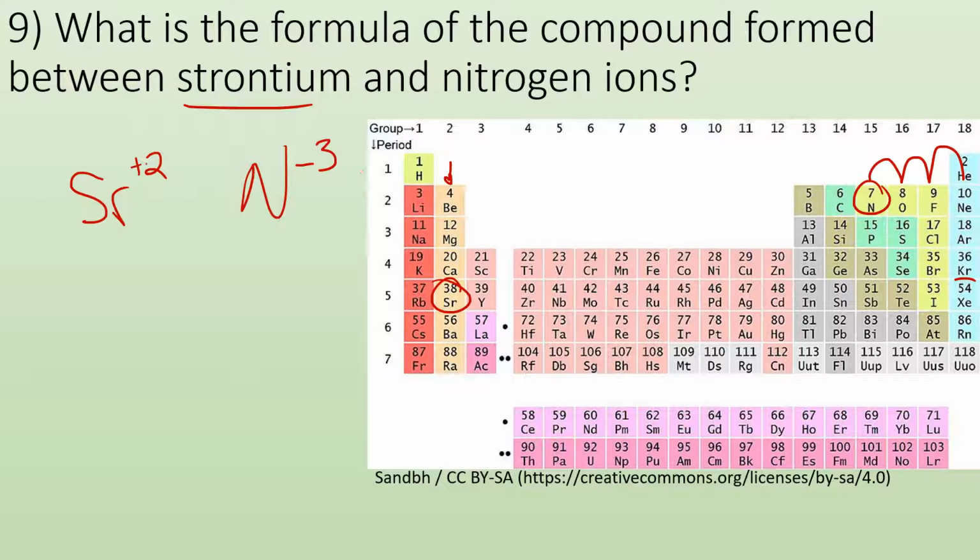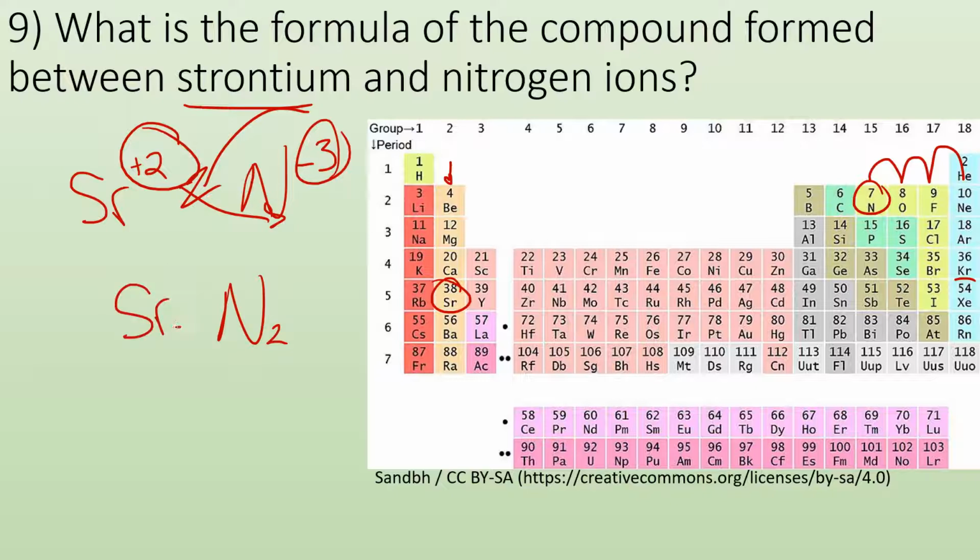So to figure out the formula, you can do the little trick of swapping and then simplifying. You go, hey, if strontium's +2, bring that 2 over to the nitrogen. And if nitrogen's -3, bring that 3 over to the strontium. And always check. If each strontium's +2 and I have 3 of them, that tells me I have +6 from those strontium. If each nitrogen's -3 and I have 2 of them, that tells me I have -6. When I add those together, I get an overall charge of 0. I'm good to go.